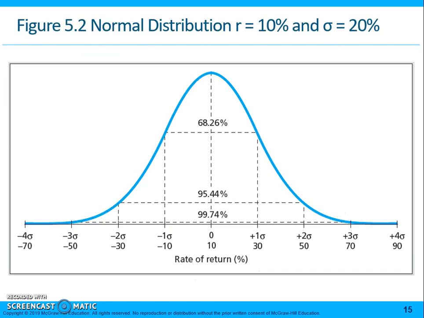So normal distribution looks like this, and this is on normal distributions. Basically says that 68%.